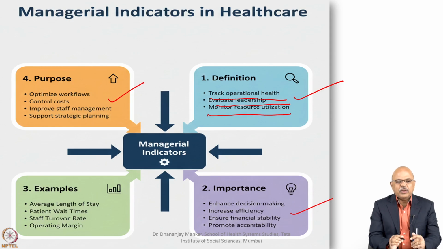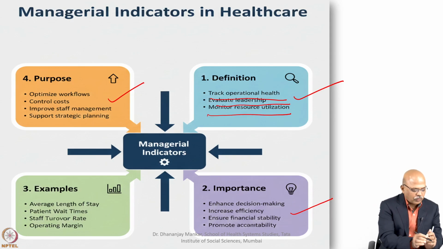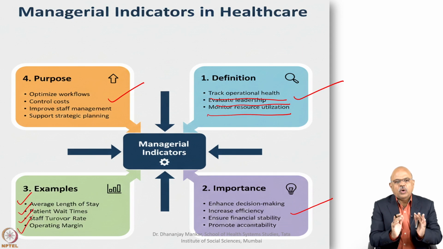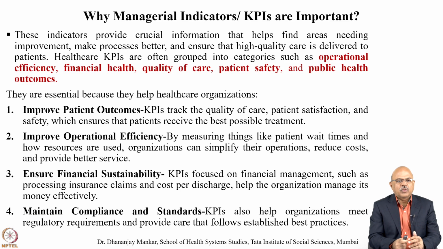If I have to go with examples of this, you can say the average length of stay, the patient waiting time, the staff turnover rate, and the operating margin are examples of managerial indicators. Why do we need to discuss this and focus on it in healthcare? The purpose is optimizing the workflow, as I said, cost control, improving staff management and supporting the strategic planning the hospital is taking ahead with. So overall, we are focusing on the importance, purpose and examples of this.